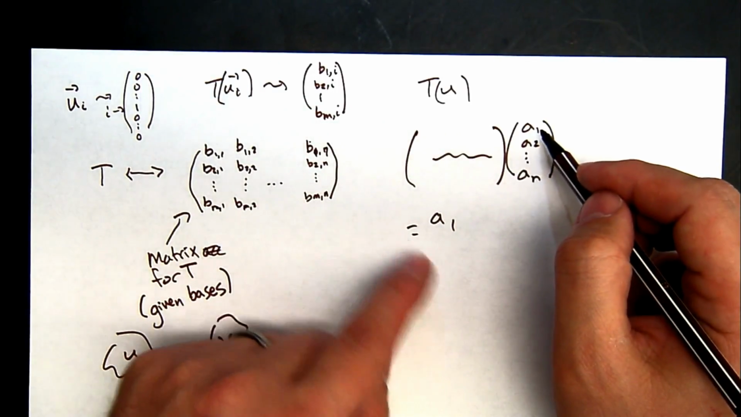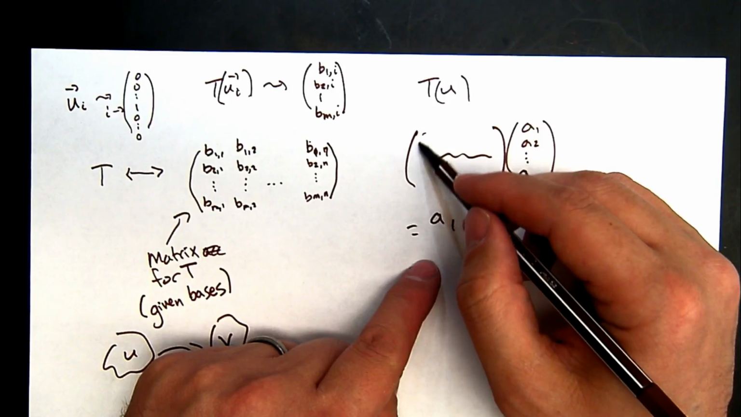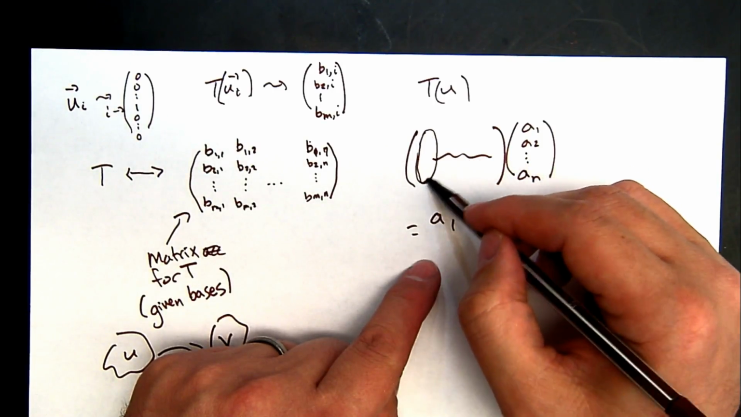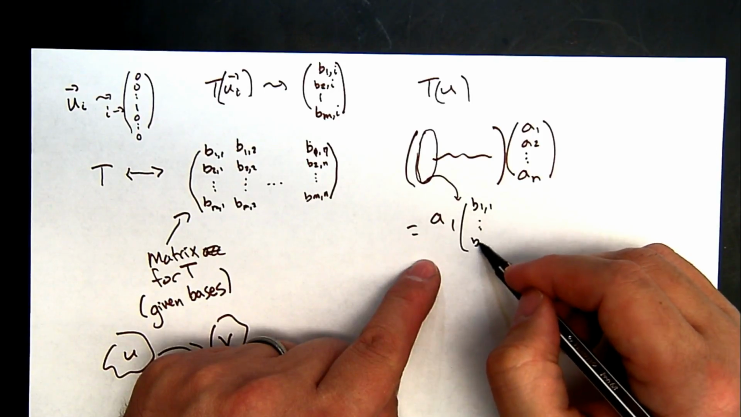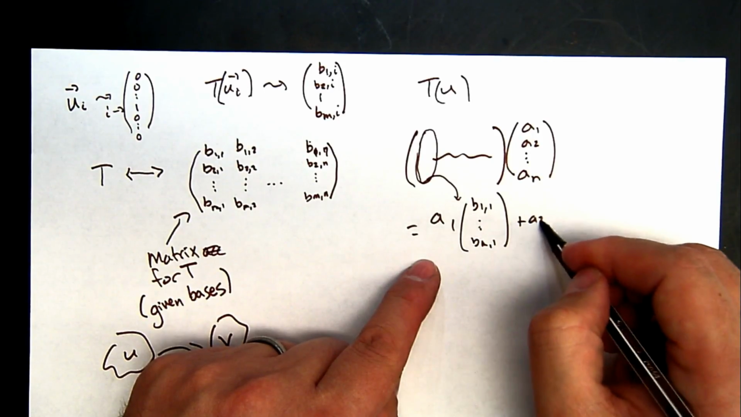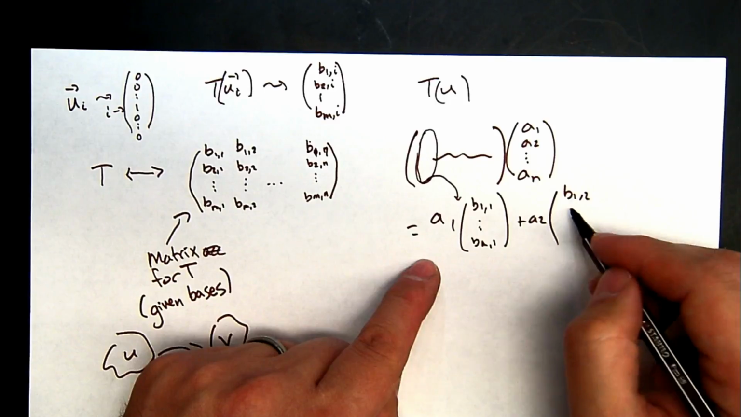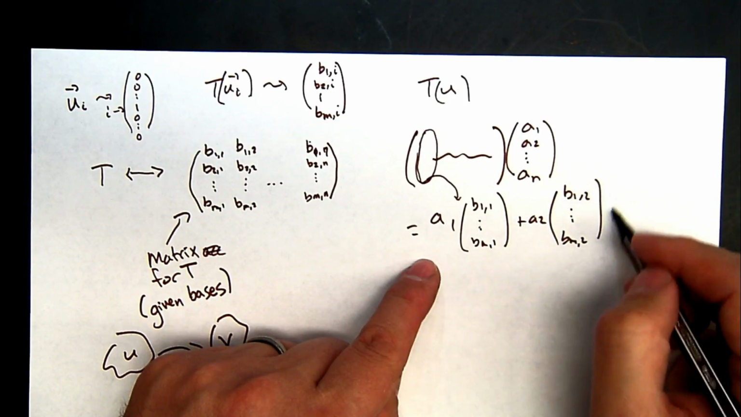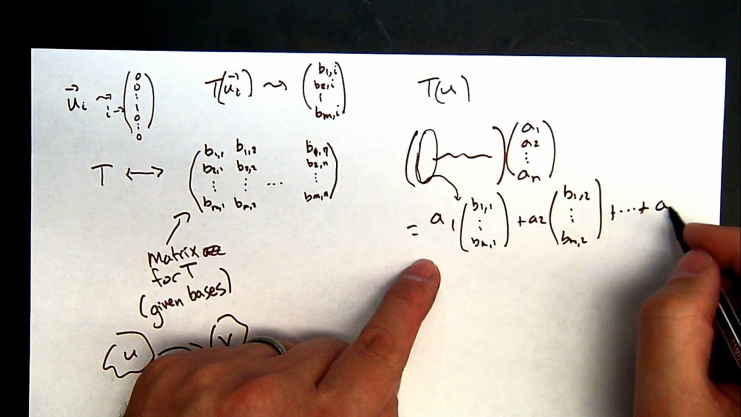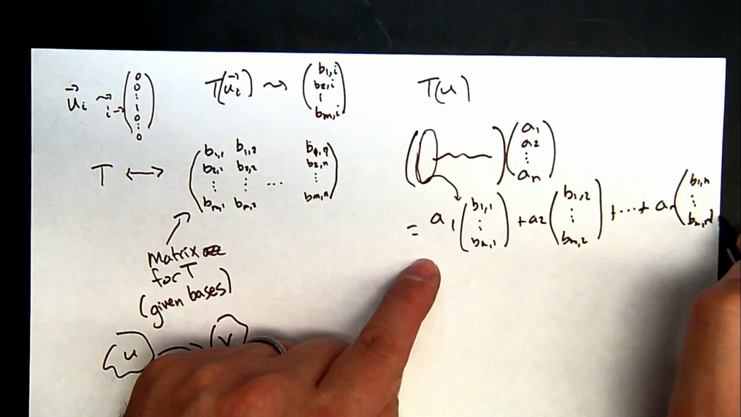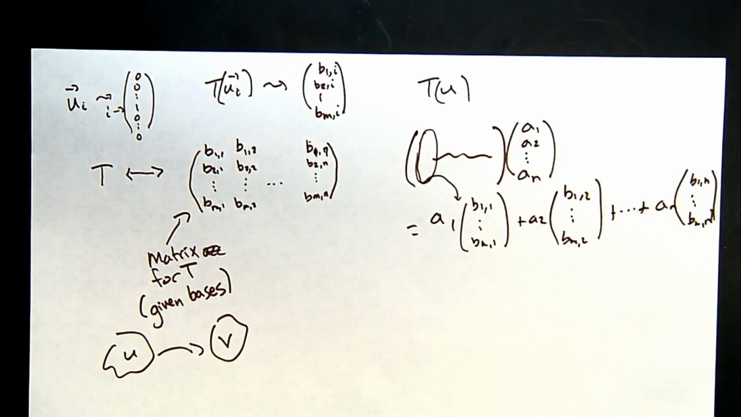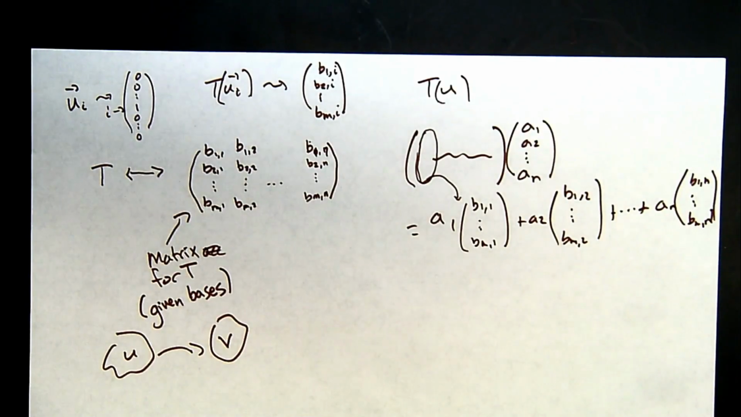And I multiply. So it's going to be a_1 times the first vector. Well, what does the first vector do? It does what's in here. So it's a_1 times the first column, b_1,1 down to b_m,1, plus a_2 times b_1,2 down to b_m,2, and so forth and so on, all the way down to a_n times b_1,n down to b_m,n.